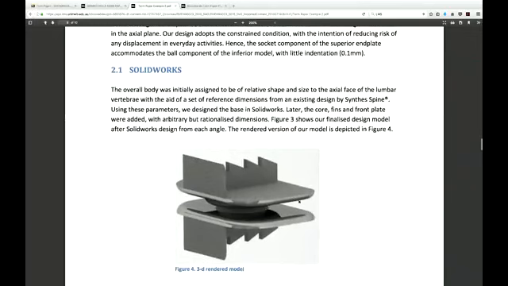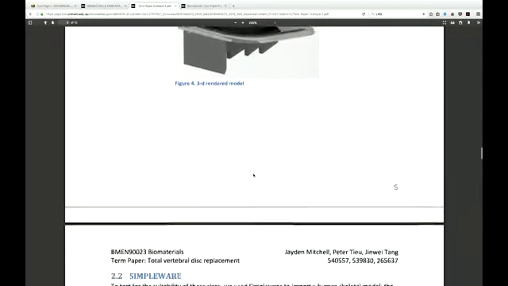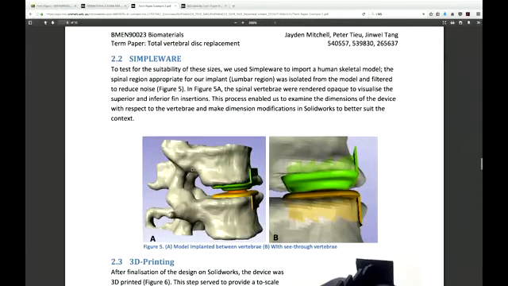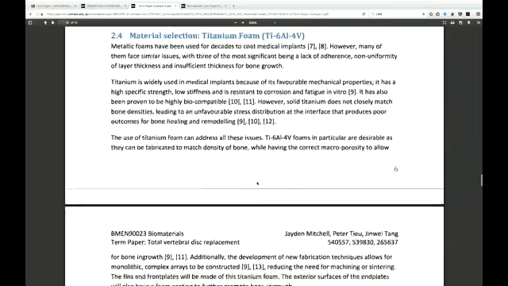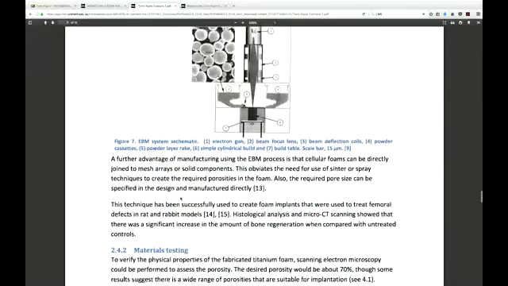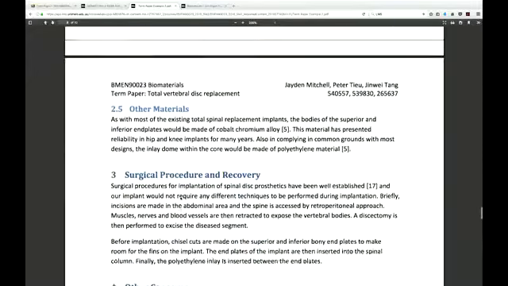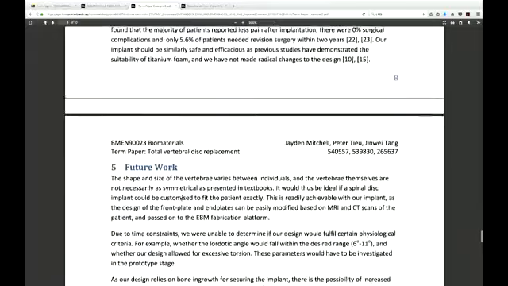So this is the design, the rendered model. They used SolidWorks quite nicely. This is the spine that they took from the scans, and they incorporated their design into this. And then they talk about some of the fabrication process, materials, surgical and stress shielding problems, and then future work.